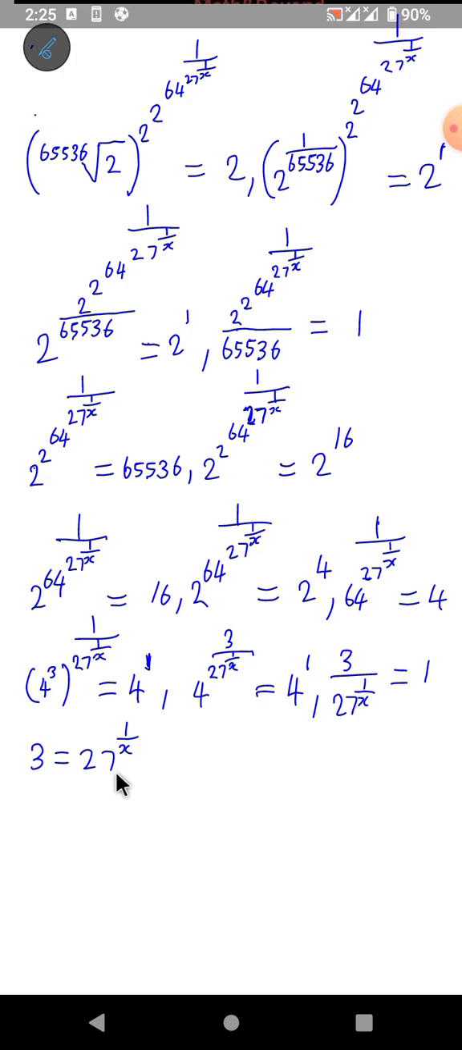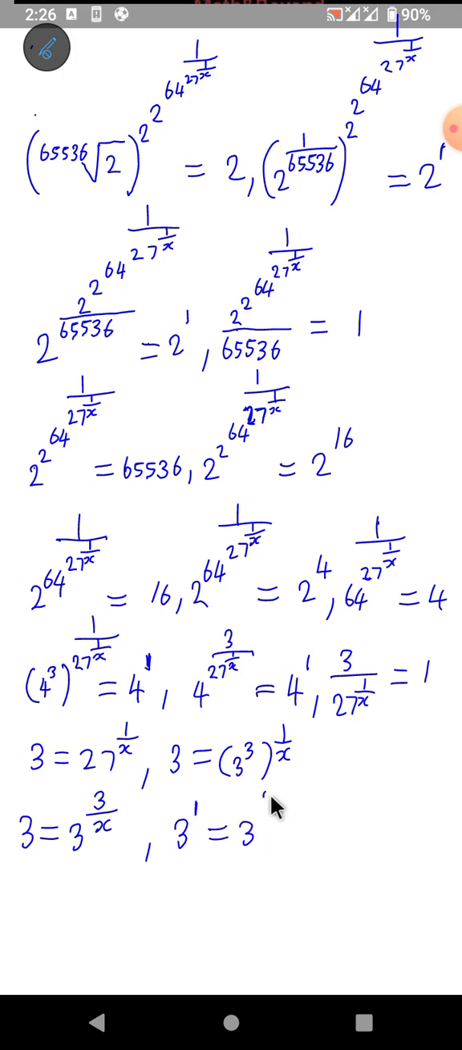So from here now, I can say that 3 equal to, now 27 can be written as 3 raised to the power of 3, raised to the power of 1 all over x. Again. Then we continue again. I will say this 3 now, write it again. Equal to, now the power here will multiply this power here. So we have 3 raised to the power of 3 all over x. And this is the same thing as 3 raised to the power of 1. So write 3 raised to the power of 1 equal to 3 raised to the power of 3 all over x.